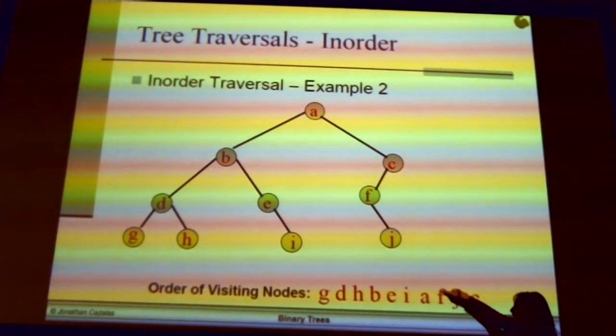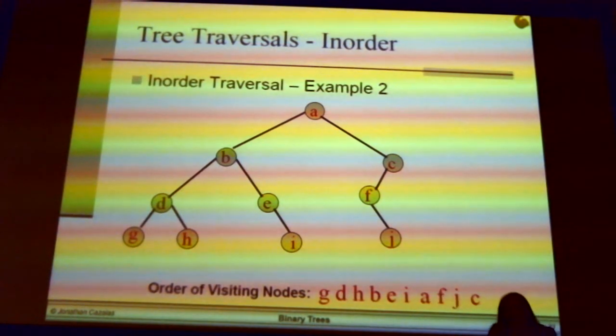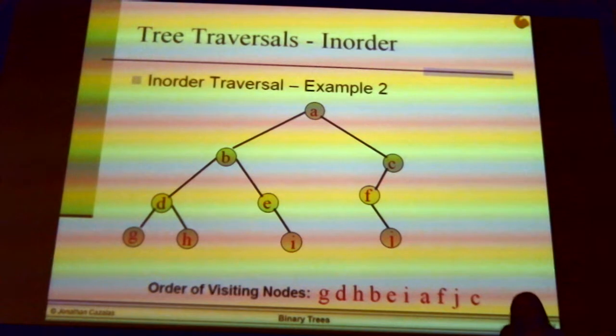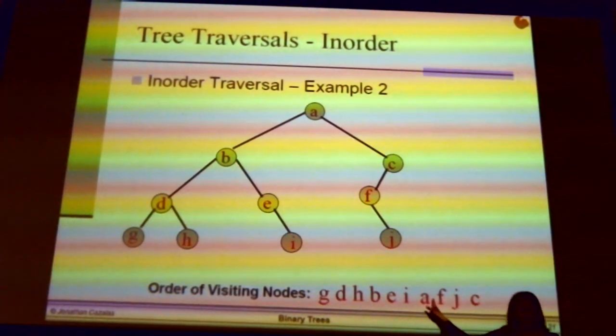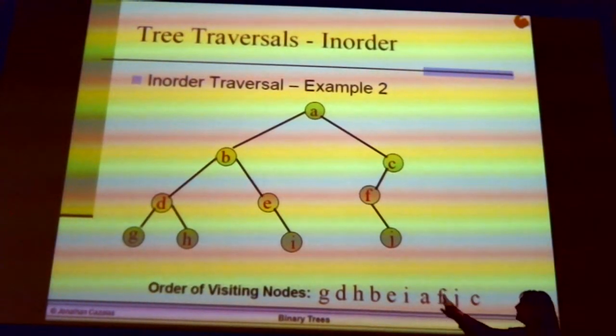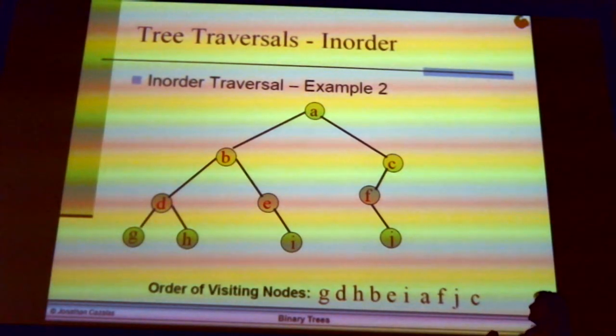My F is my parent, so I print him because we're doing it in order. And in order says I print my left, my parent, then my right. My left of F has nothing, so there's nothing to print. Now I print my parent, which is my F, and now I go to my right. My right is a J.